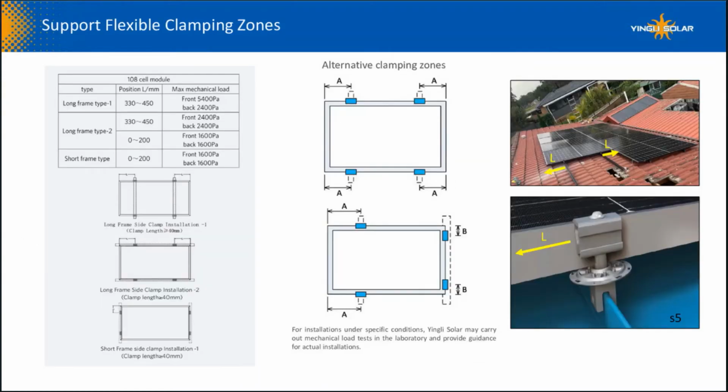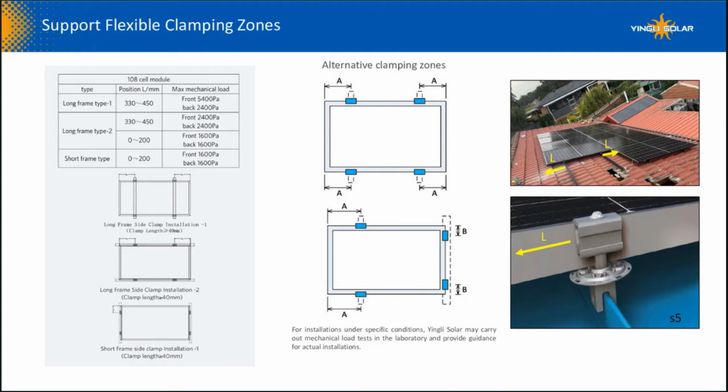Another feature of the Yingli 108 cell module is the wider, more flexible clamping zones. In this example, the installer is mounting the 108 cell module on a pitched tiled roof. In this case, the racking system is fixed to battens that run beneath the tiles. The batten spacing in some cases might dictate where along the frame you can clamp. So there's a need to accommodate some flexibility here, providing you're operating within allowable clamping zones so you can still maintain peak structural integrity and strength.